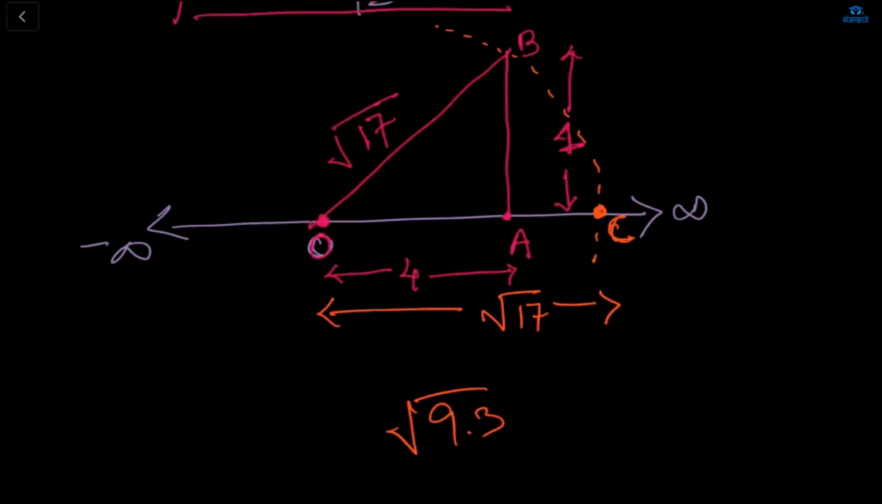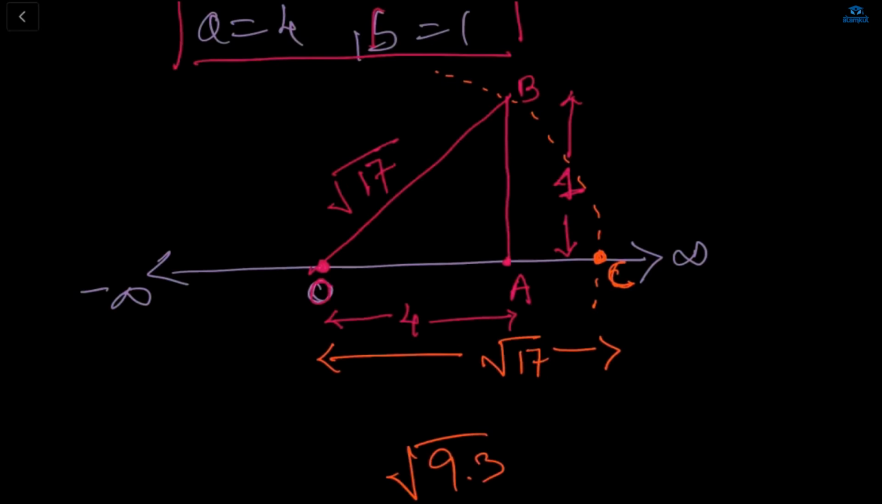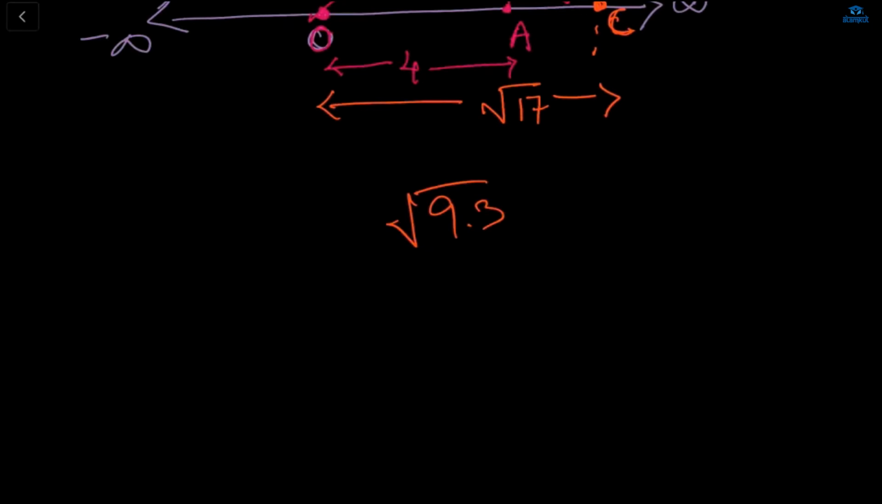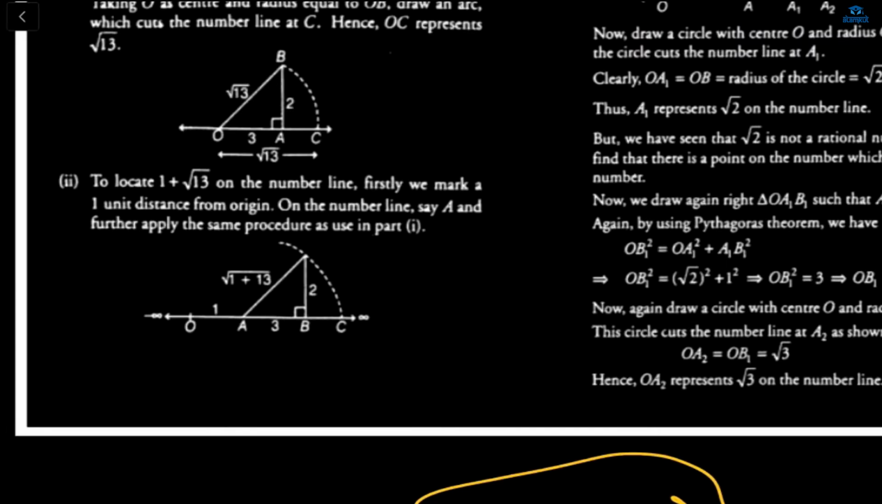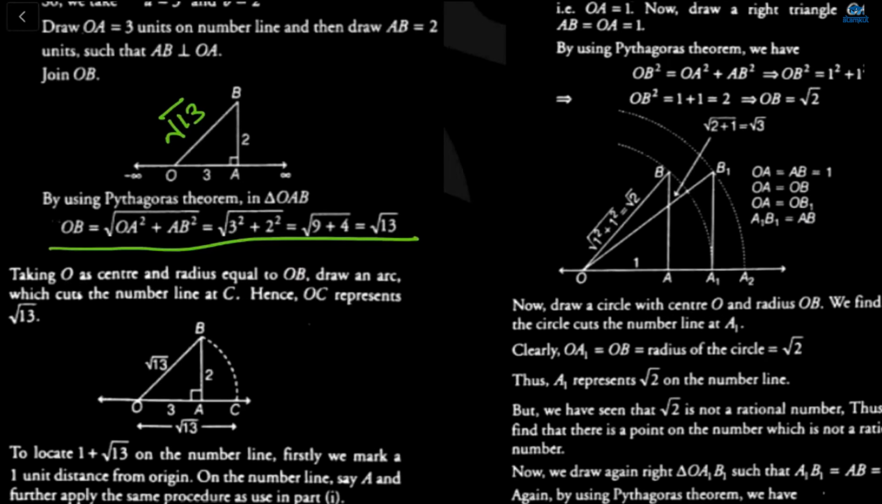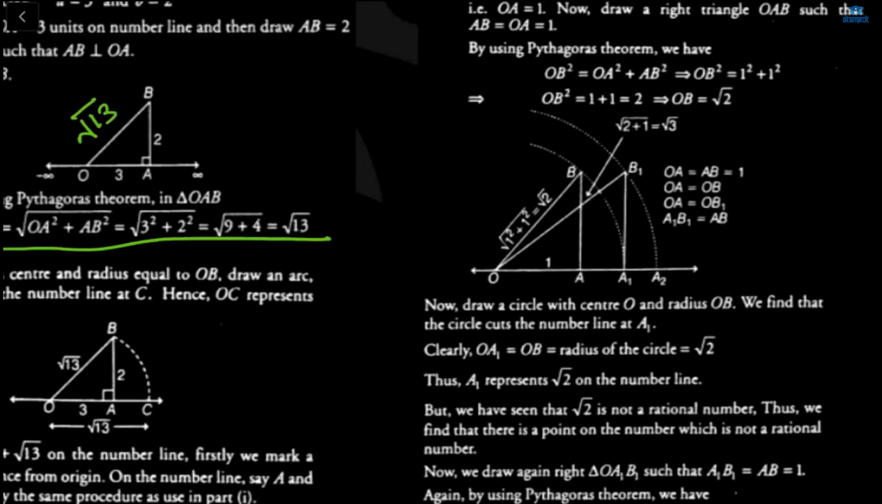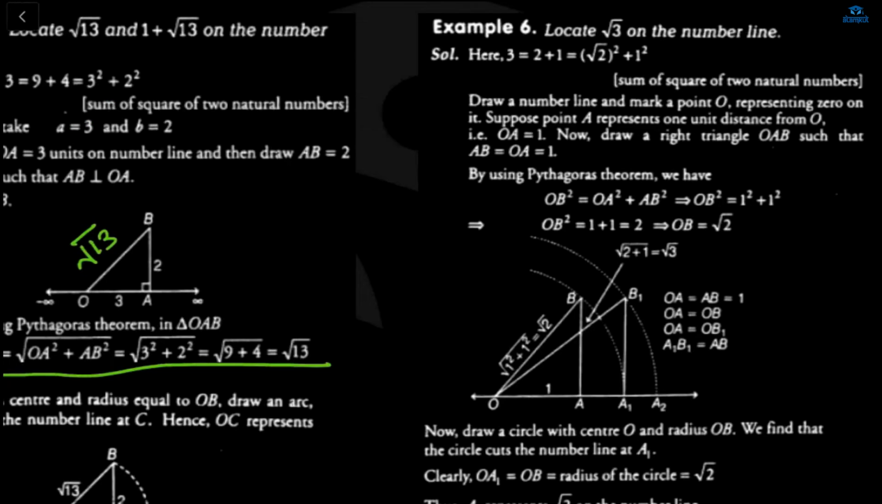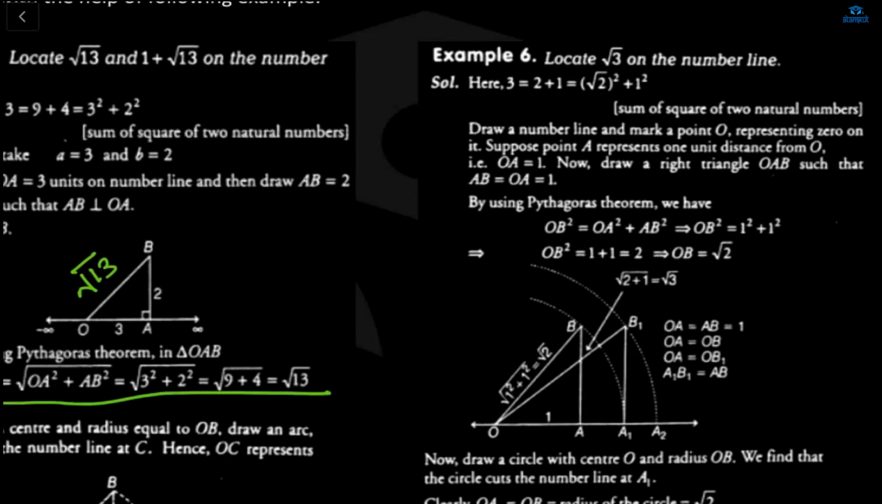And this is root 17. If you are getting a smaller number, root 2, root 3, you will have to do it 2 times. Here only, see, you have to do it 2 times. First I have marked it for root 2, and root 9.3 can also be done in 2 steps. This way you have to do root 9.3, because you can write it as 9 plus 0.3.